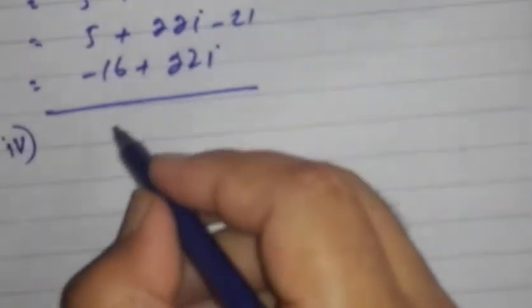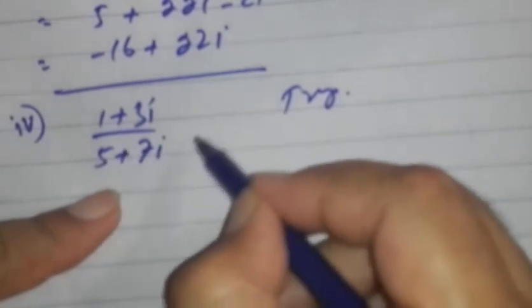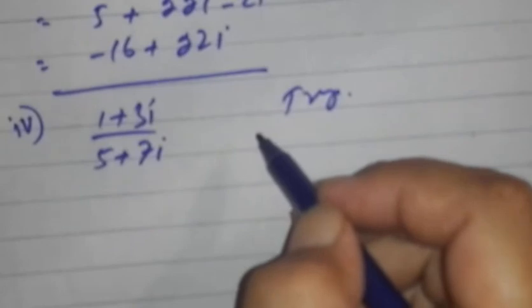Now minus 21 plus 5 we get minus 16 plus 22 iota, which is in x plus y iota form. Part 4, 1 plus 3 iota over 5 plus 7 iota. Try it by yourself, multiply and divide by the conjugate of 5 plus 7 iota, which is 5 minus 7 iota, and then solve it by yourself.